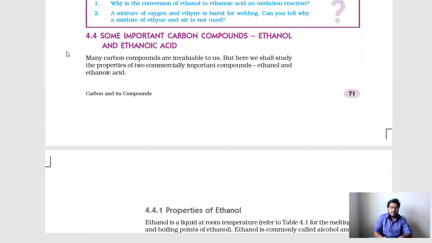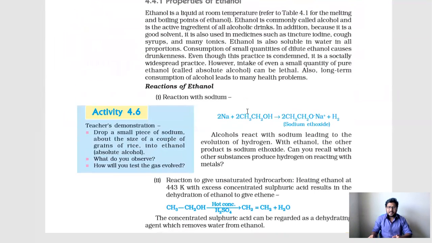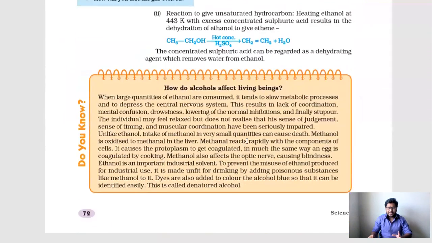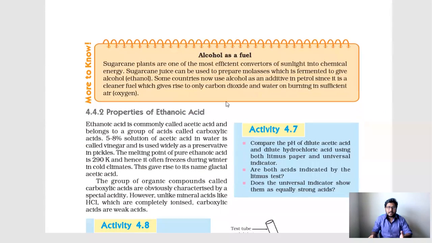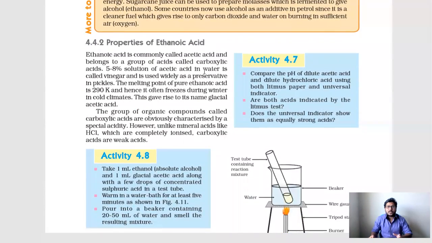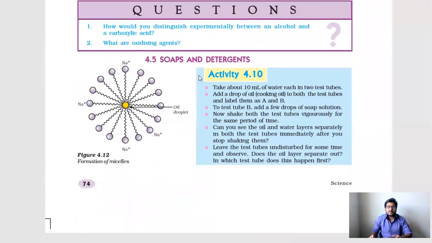And very important, some important carbon compounds. Two compounds we are going to learn in 10th: ethanol, known as alcohol, and ethanoic acid, vinegar. So we'll see properties of ethanol with all chemical equations and how alcohol is used and how you should not use alcohol. That we'll see. Properties of ethanoic acid. And the last topic is soaps and detergents.